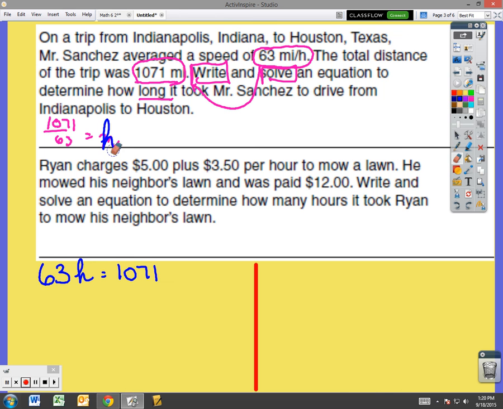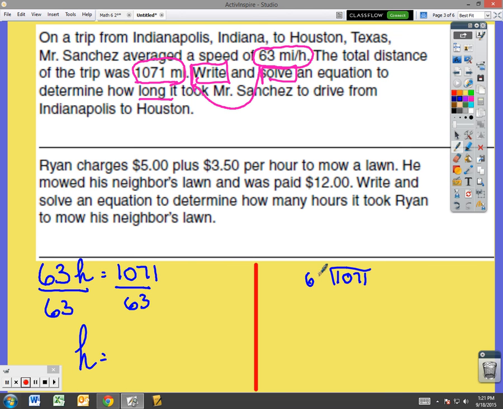And look what happens. I'm doing the inverse of division. I'm doing multiplication, but then when I get my solution, I will divide. So I'll divide both sides by 63. So I'm left with h is equal to... I can't do this in my head. I'm going to do it over here in this bigger space. 1,071 divided by 63.